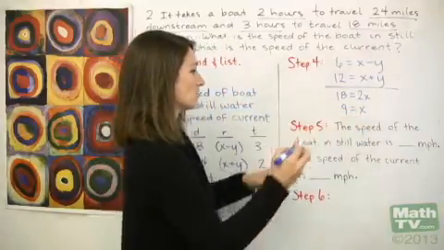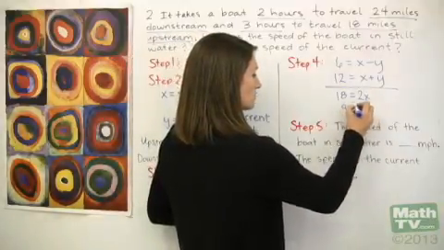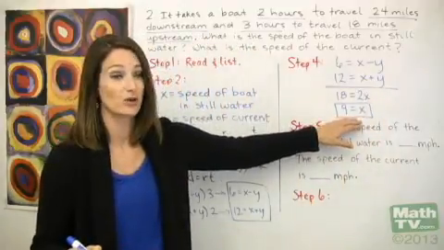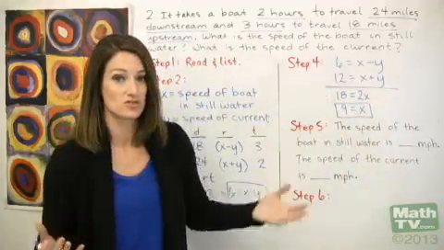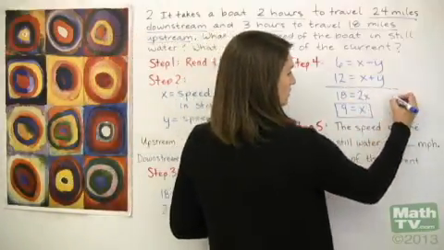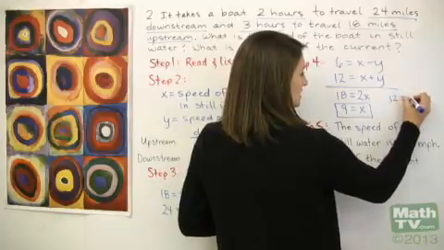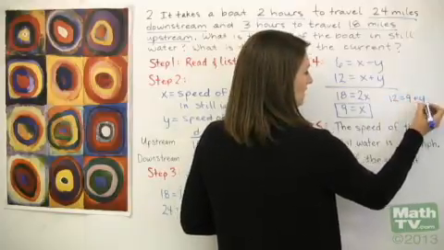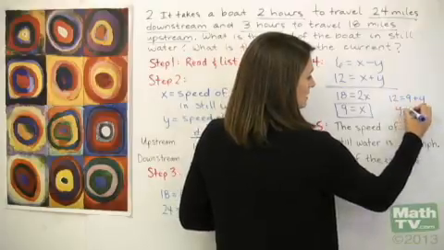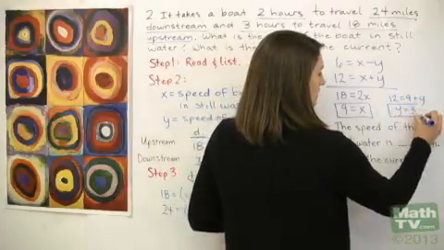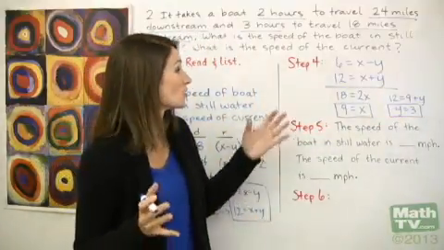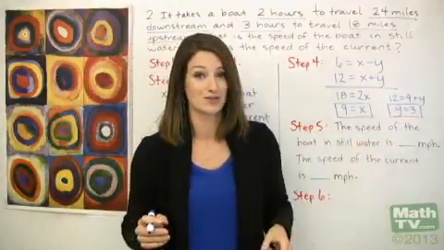So then we can plug this value. This is our speed of our boat. It's 9 miles per hour. So we can plug this value into one of our equations in order to solve for y. So let's plug it into our second equation here. I'll write it over here. We have 12 is equal to 9 plus y. And then we solve for y. We can say that y is equal to 3. And so we know that y represents the speed of the current. So our current speed is 3 miles per hour.